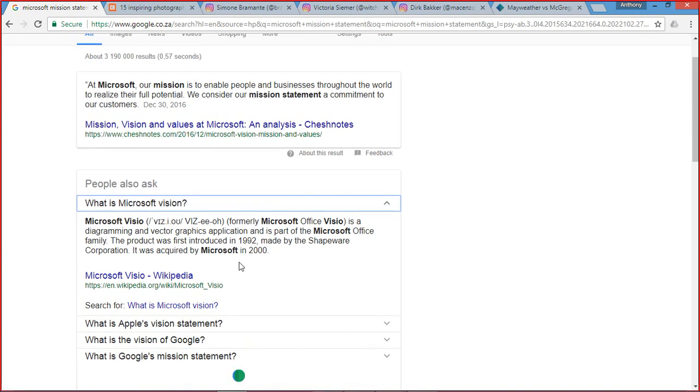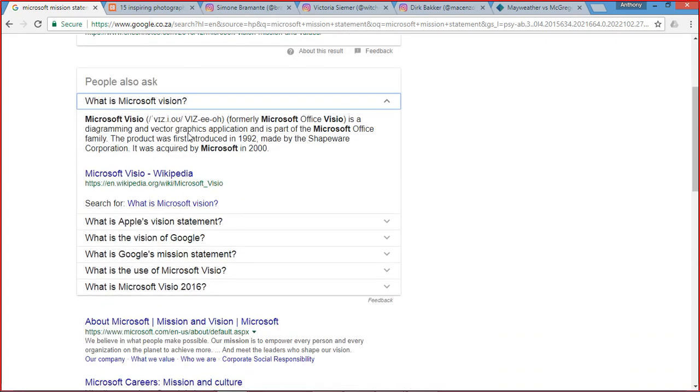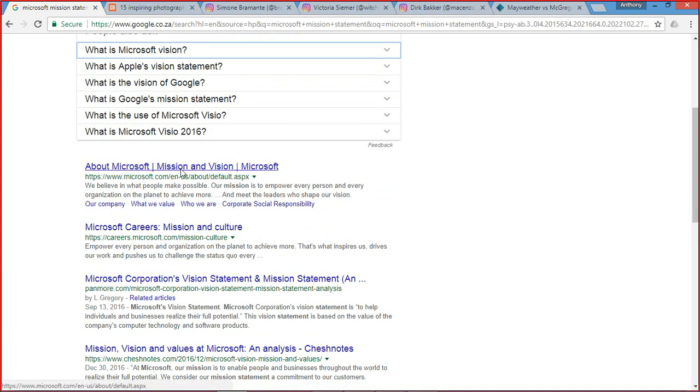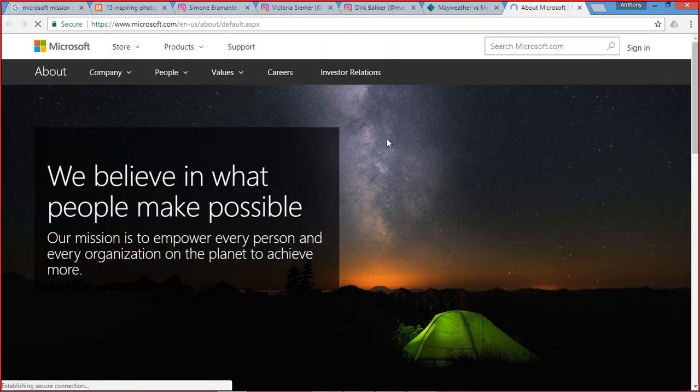Okay, what is Microsoft's vision? That's the software, that doesn't help us. Okay, here, maybe this might be better to look at. So we believe in what people make possible. Our mission is to empower every person, every organization on the planet to achieve more. Right, so have a look at that mission statement. We believe in what people make possible. Our mission is to empower every person and every organization on the planet to achieve more.